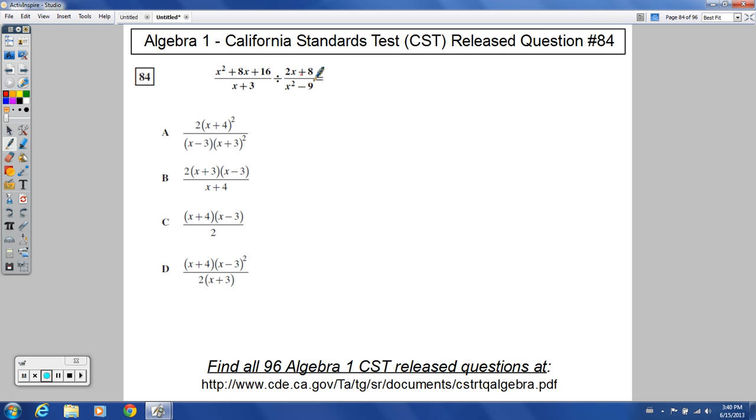So remember, if you divide by a fraction, it's the same thing as saying it's that original fraction, which I'm just going to rewrite the whole thing here, x squared plus 8x plus 16 divided by x plus 3, times the reciprocal of this second fraction. So I'm going to flip that one over. So x squared minus 9 on the top, 2x plus 8 now on the bottom.